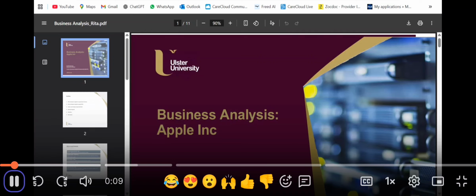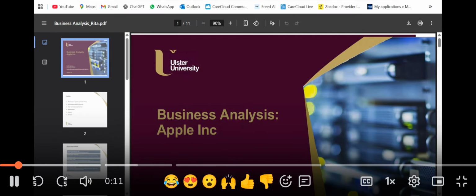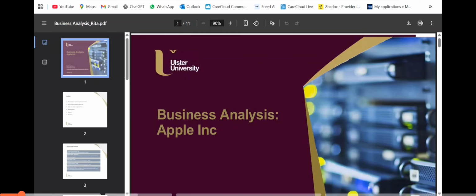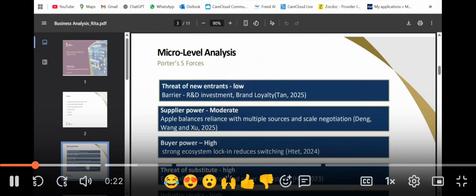I'll be doing a business analysis on Apple Incorporation. We're looking at micro, macro, business sector analysis, and then we'll go into the business proposal. Now, for macro level analysis, I've used Porter's Five Forces.